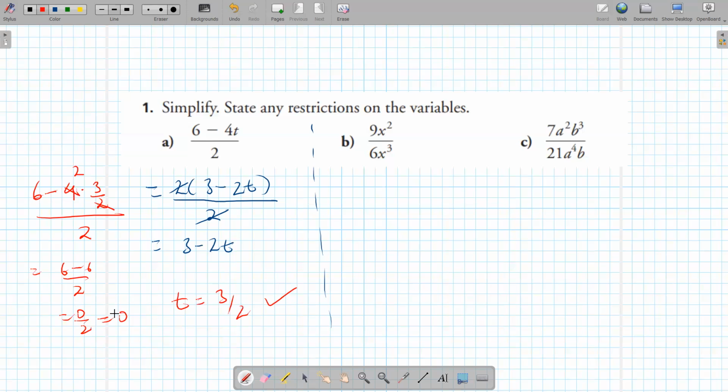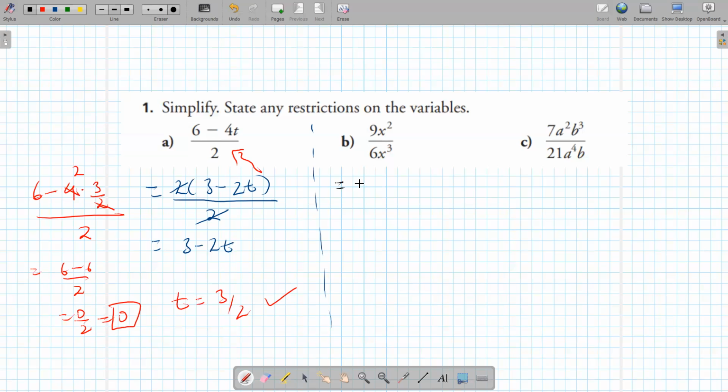T can be 3 over 2. That is not a restriction, because we got a 0. In fact, for restrictions, you would ideally just want to look in the denominator. The fact that there is no t in the denominator means t can be anything. There are no restrictions for t. Let's try B.